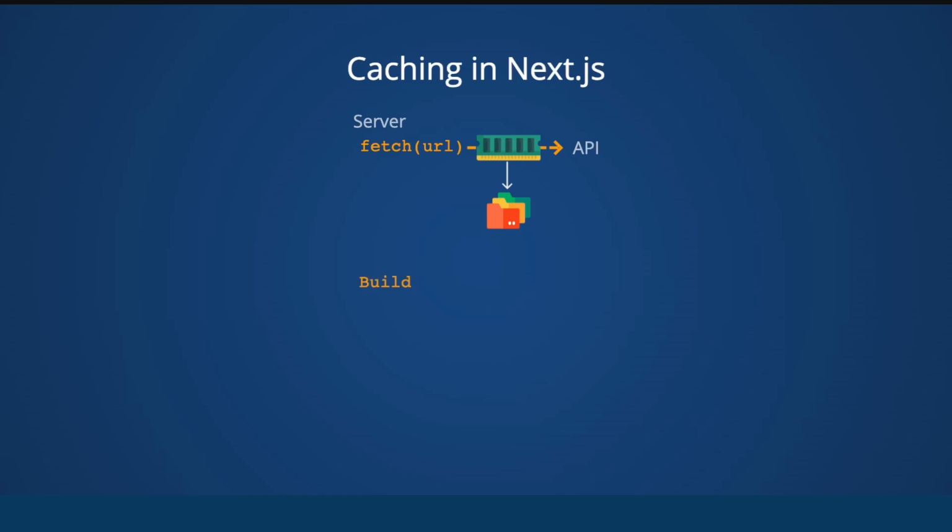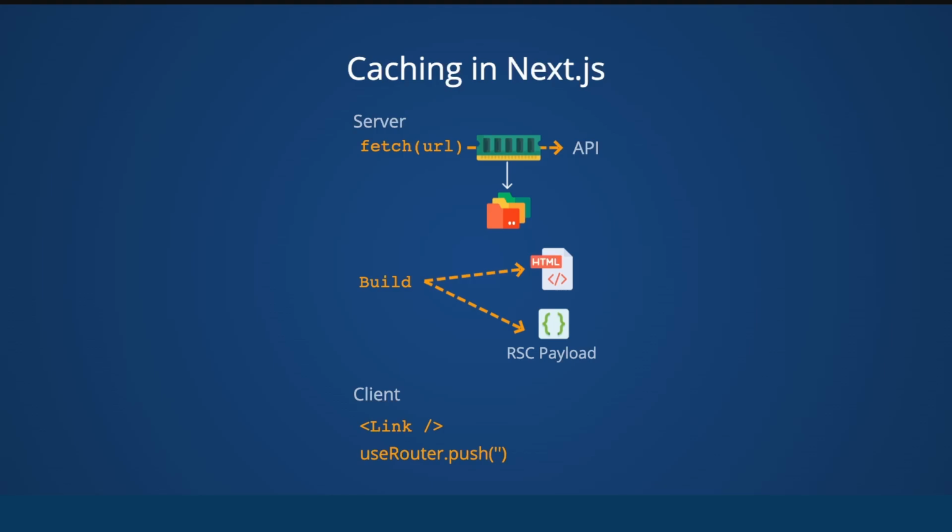At build time, Next.js tries to generate some static files such as HTML that are the rendered output of our pages, as well as some data required to build the React tree and make it interactive. We call it the React Server Component payload. On the client side, when we soft navigate through different routes by using the Link component or using the useRouter hook, it tries to get the React Server Component payload and keep it until users refresh the page or the cache expires.